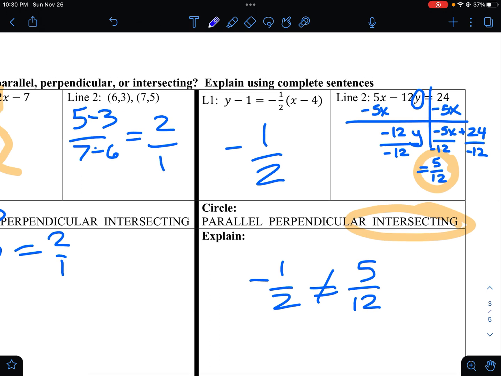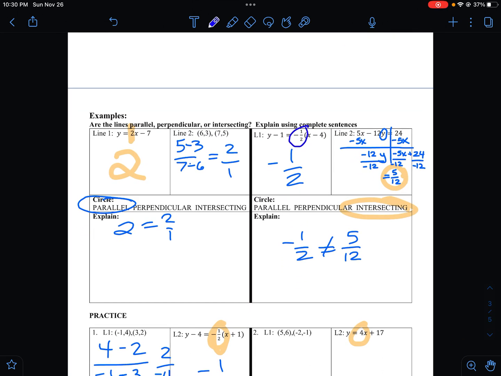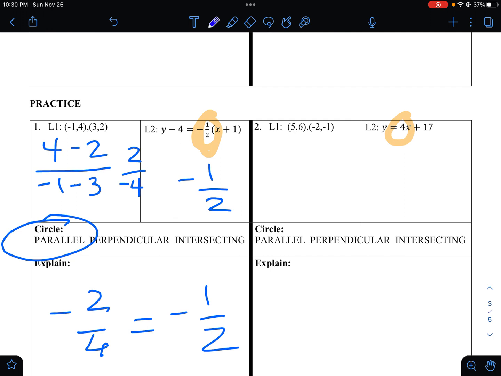On the second one, I gave it to you in a lot harder method. I gave it to you in point slope format, and I gave it to you in standard form. So clearly, in point slope form, the slope is right there. It's negative 1/2. It's circled right there in the equation. But when it's in standard form, you have to put it in y equals mx plus b form, and I did that as I subtracted my 5x. I divided everything through by negative 12. I ended up with 5 over 12 as my slope, and clearly that is intersecting because neither one of those are equal, and they're not opposites and reciprocals. Otherwise, they would be perpendicular.